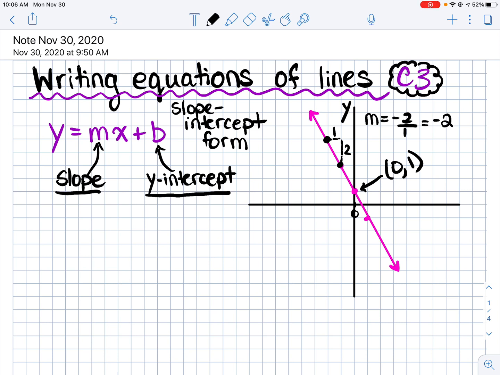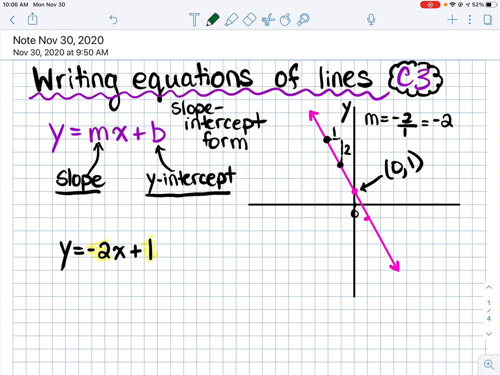To write the equation of my line, I just say y equals negative 2x plus 1. See how all I've done is fill in the m and the b. That's it. That's all you have to do. The x and the y just represent all the different points on the line.